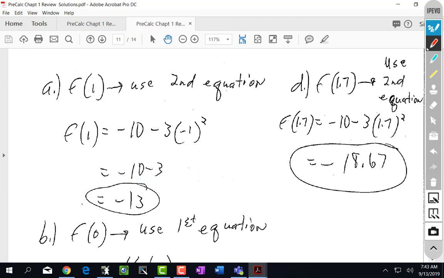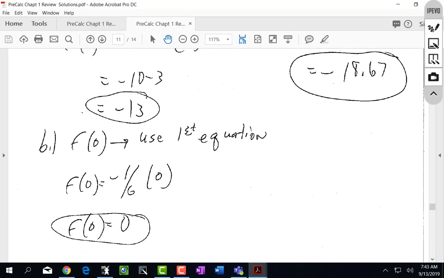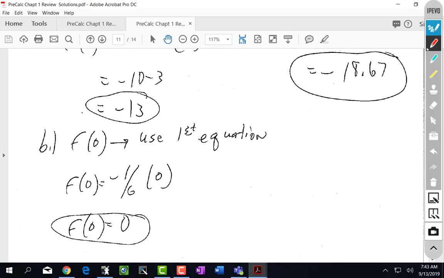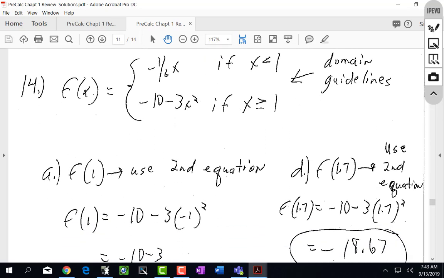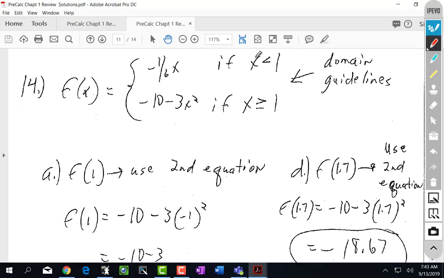Okay, on B, it wants me to find f of 0. So to find f of 0, I have to check to see which domain it matches with. So I'm looking at my 0 here. I have to decide if it's the first or second equation I want to use. Let me scroll back up here to my equations. And you'll notice that 0 is less than 1 is the true statement.